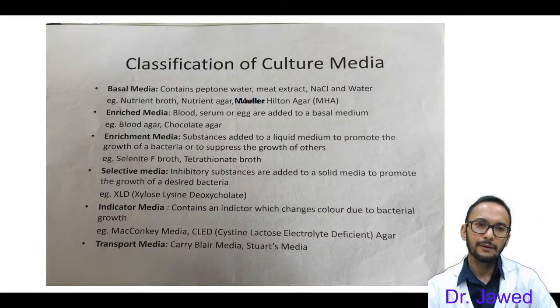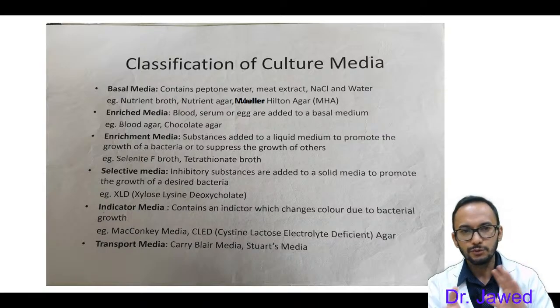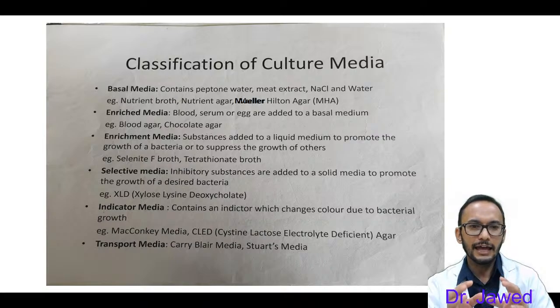In case of blood agar, we'll add blood into the nutrient agar. It will turn into an enriched media, or we'll add serum, or we can add egg. Examples of enriched media are blood agar, where we add sheep blood. 5 to 10% of sheep blood is added to the basal media to turn it into an enriched media. And also chocolate agar. Again, chocolate agar will add the blood only, but at a different temperature.